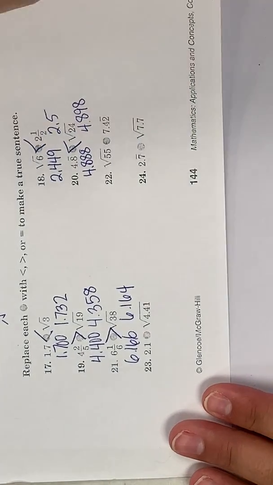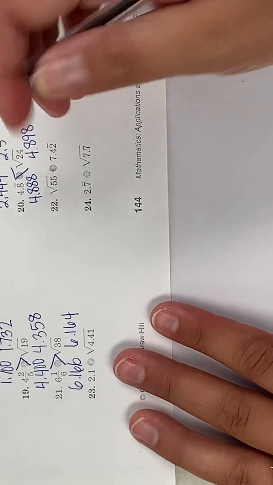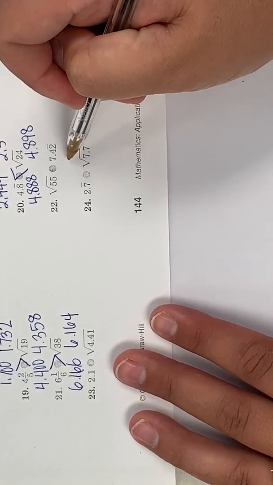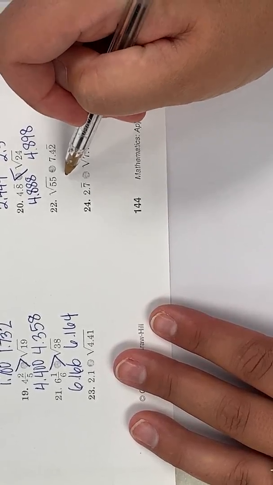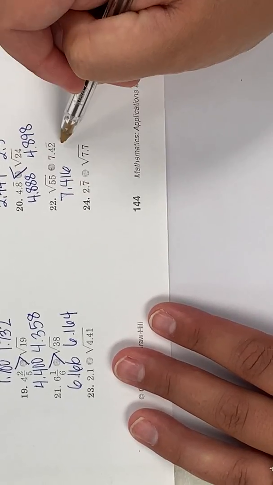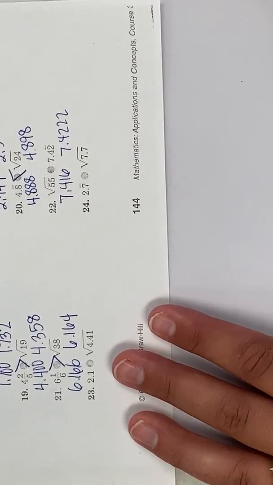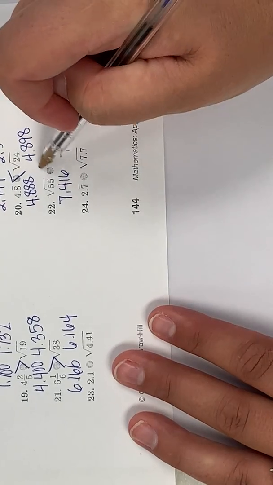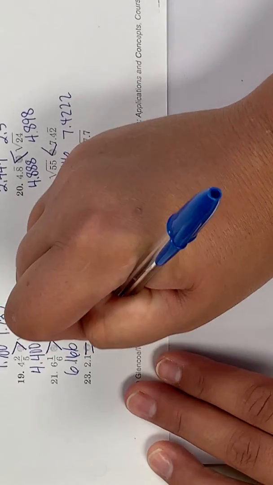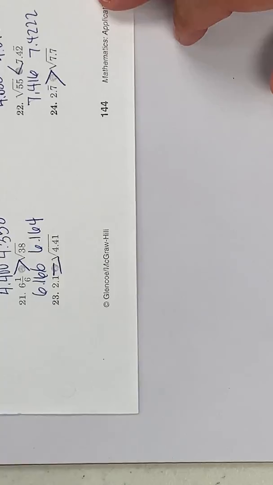All right, last 2. Square root of 55. It should be on your paper. Square root of 55, what is it? 7.416, and then 7.4222. So which one's larger? 7.42. All right, so I'm gonna move from there. The last 2, the answers were equal and greater than for the last 2.